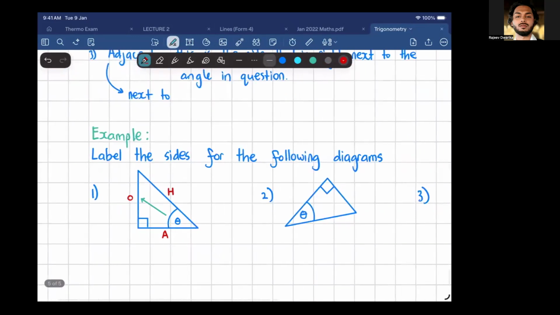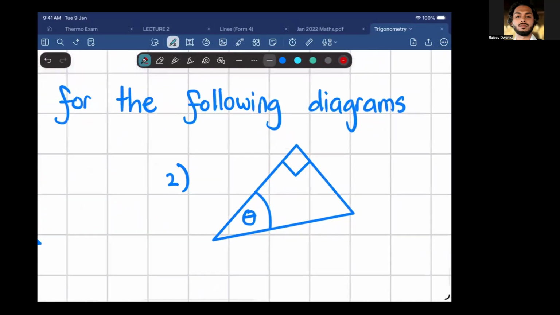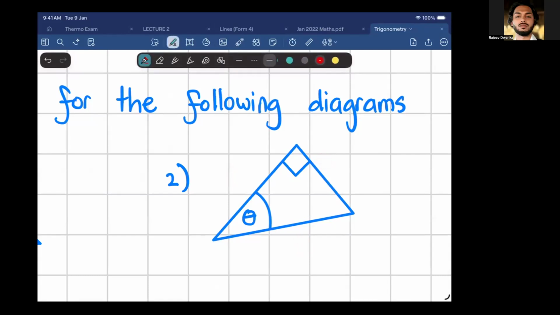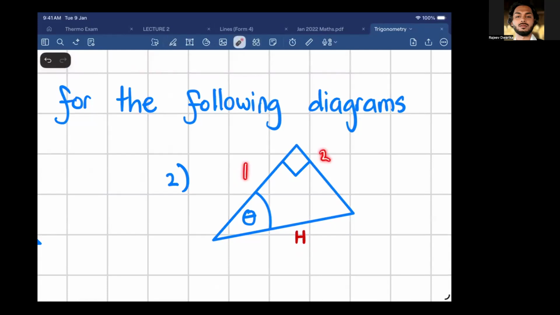Okay, Simran. Let me see if you've got it. Question 2. Tell me, which one is the hypotenuse? 1, 2, or 3? 3. 3 is the hypotenuse, yes. Okay, 1, 2, or 3? Which one is the adjacent side?